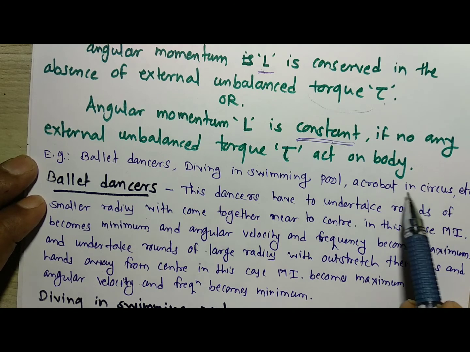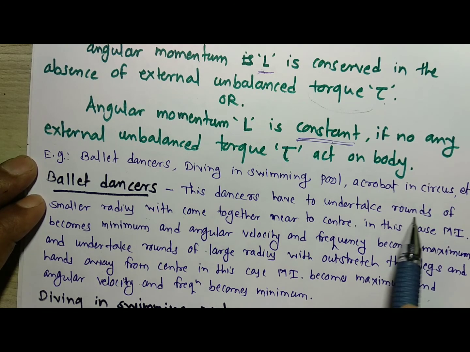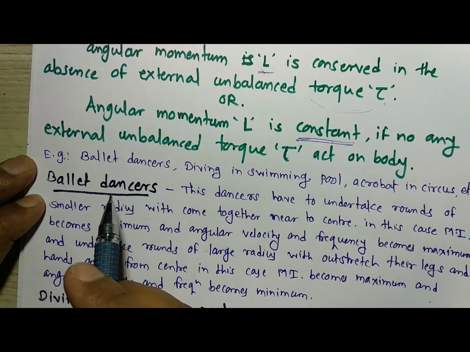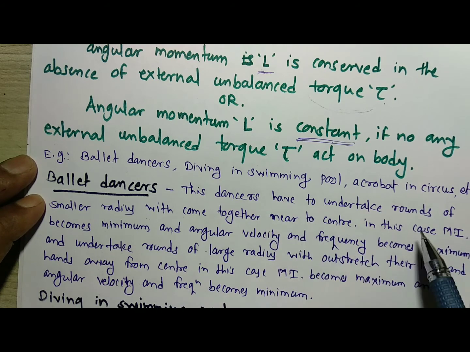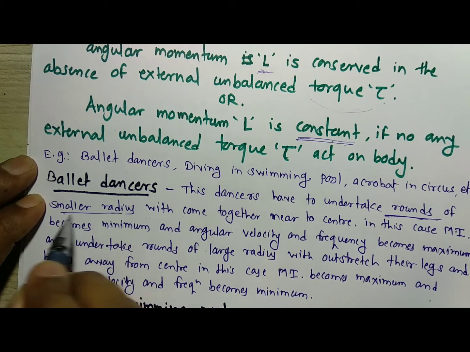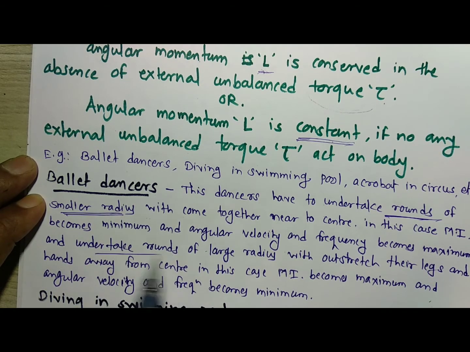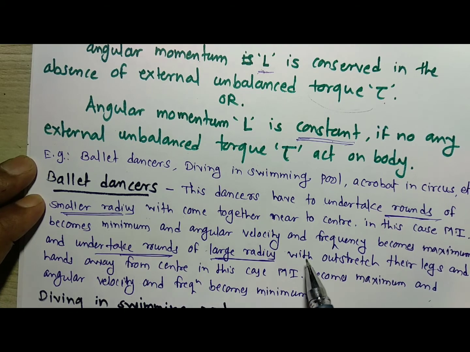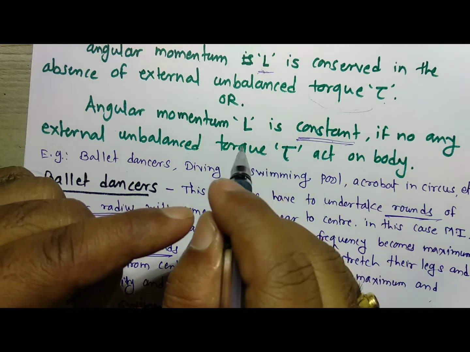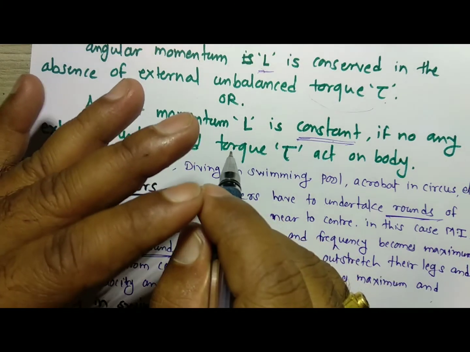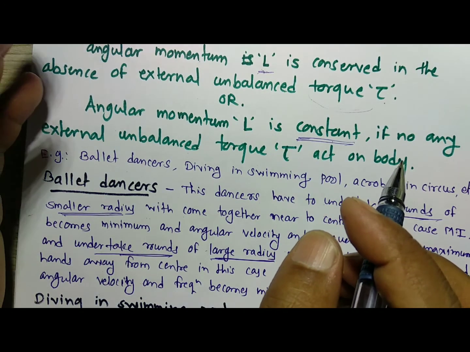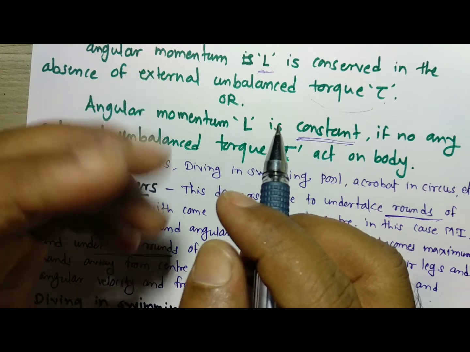A number of statements are related to that. One example is the ballet dancer. We know that ballet dancers undertake rounds with a smaller radius, and rounds with a large radius. That means when ballet dancers are moving on the leg, at that time they can outstretch their hands and legs, or they can completely fold their hands and legs towards the body.